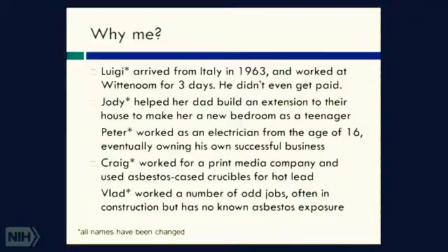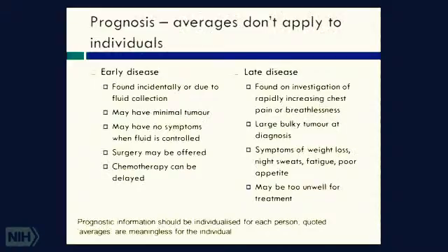A young woman who helped her dad build an extension to their house to make a new bedroom when she was a teenager in the 1970s. An electrician, someone working for a print media company who used asbestos-cased crucibles for hot lead. And a gentleman who worked in a number of odd jobs, often in construction, but we could never actually identify his exposure to asbestos. So it can affect many people, often men more than women, and that's often due to occupational exposure.